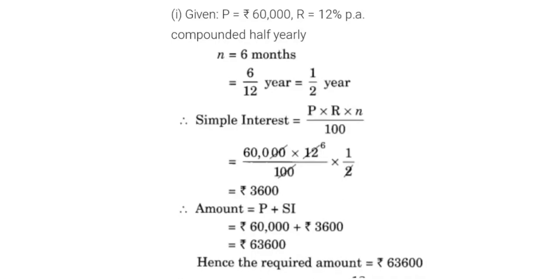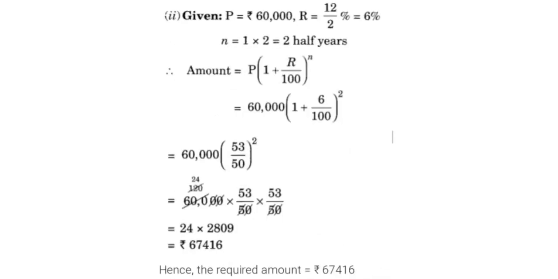Now write the formula of simple interest. It is PRN upon 100. Now put the values: 60,000 into 12 into 1 and upon 100 into 2. Now let's simplify. So it will come 3600. Simple interest is 3600. Amount is principal plus SI. Add both the values, 60,000 plus 3600. So answer is 63,600.